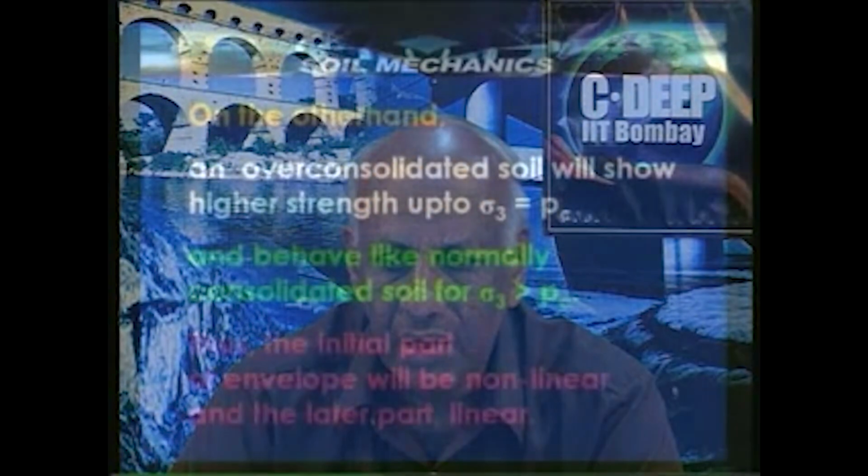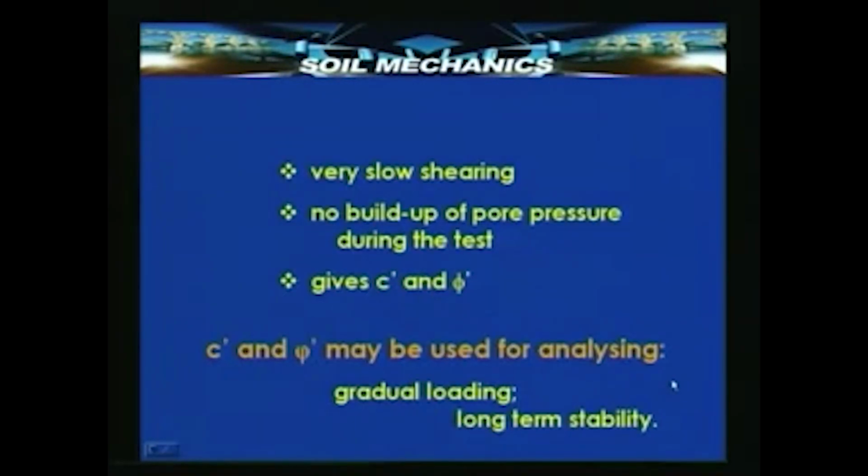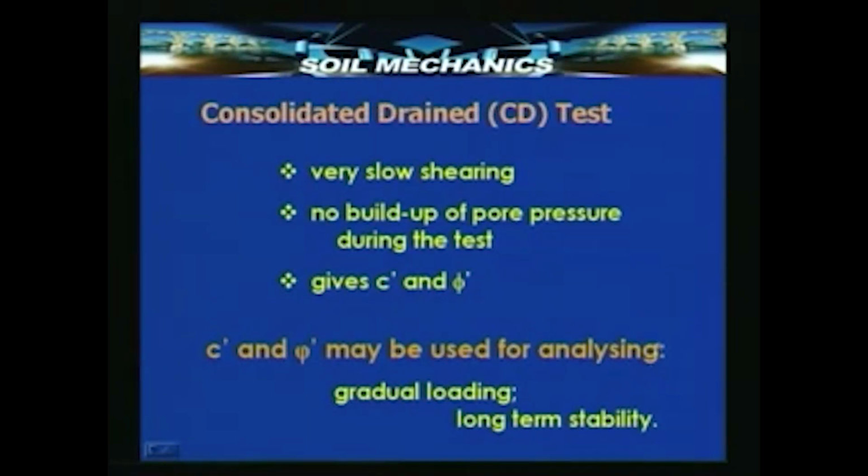On the other hand, if the soil is over consolidated, it will not pass through the origin. That is what the next slide shows. The initial part of the envelope will be non-linear. A consolidated drained test is a very slow test. Shearing has to be done at such a slow rate that pore pressures are not allowed to build up, and what it gives are shear strength parameters c dash and phi dash.